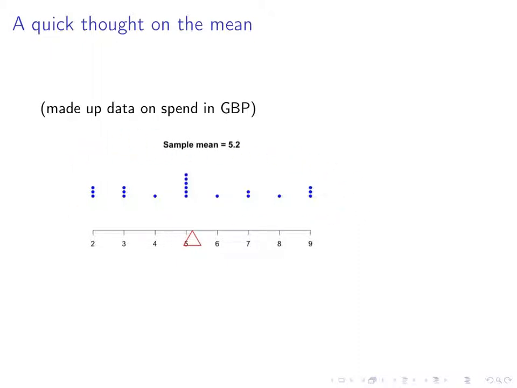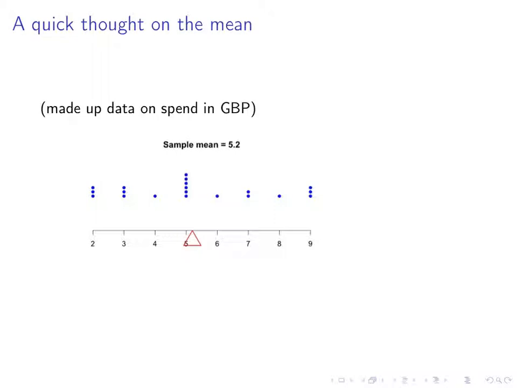So the idea is with this dot chart, there were 3 days on which I spent £2. There were 3 days on which I spent £9. There was 1 day on which I spent £6. Now, to calculate the mean, I find the sum of all these data points, and I divide by the size of the sample. And if I do that, I find that the sample mean is 5.2.